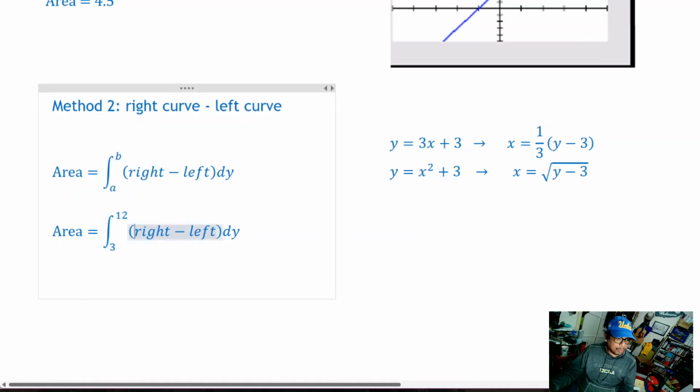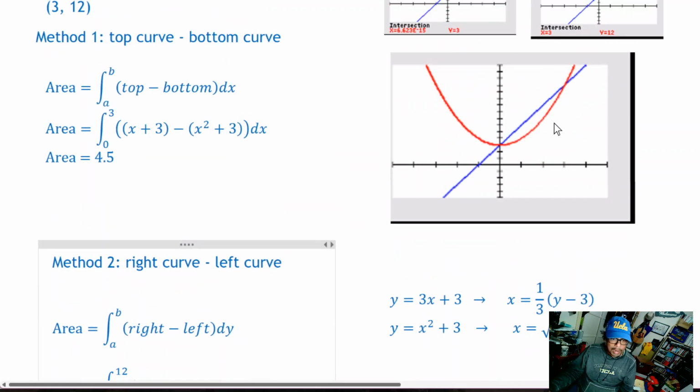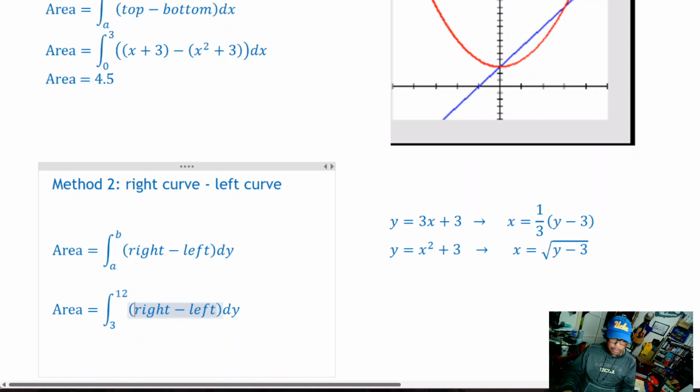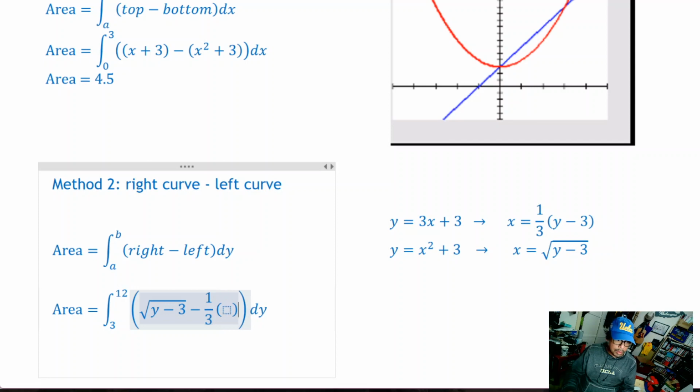The curve on the right, that is the parabola. So we can change the curve on the right to be the square root of y minus 3. The curve on the left is a line. So the line equation is 1/3 of y minus 3. We'll do this in terms of dy.